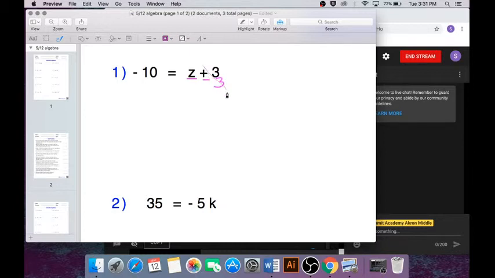These are going to cancel each other out, leaving us with just z. Over here we have negative 10, and remember, whatever we do to one side we have to do to the other, so we're going to subtract 3 from this side as well. So now on our left side we're left with negative 10 minus 3. Remember, when we're subtracting, it's kind of like adding with a negative sign, so our answer is going to be negative 13. So negative 13 equals z.